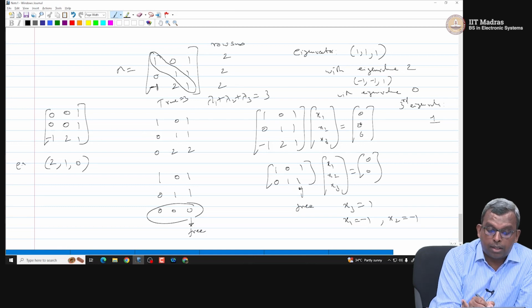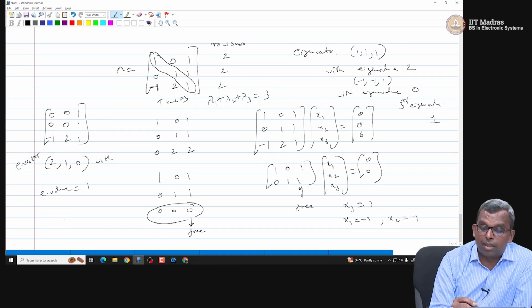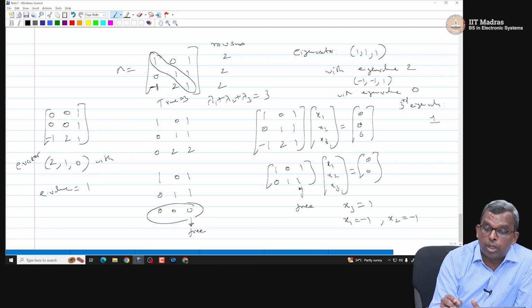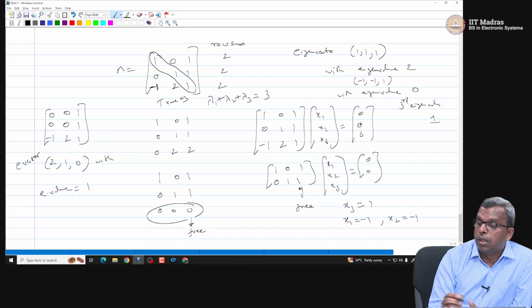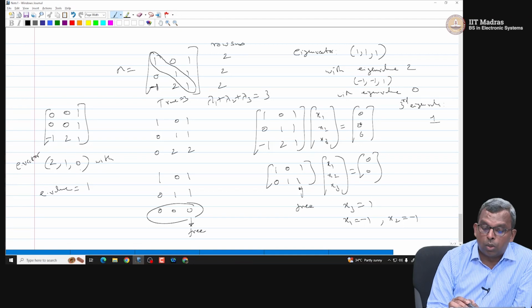This is an eigenvector with eigenvalue 1. We already saw that it has to be eigenvalue 1. You can check: 2 1 0 gives 2, 2 1 0 gives 1, 2 1 0 gives 0. So the eigenvalue is 1. So these are the three eigenvectors: 1 1 1 with eigenvalue 2, minus 1 minus 1 1 with eigenvalue 0, and 2 1 0 with eigenvalue 1.